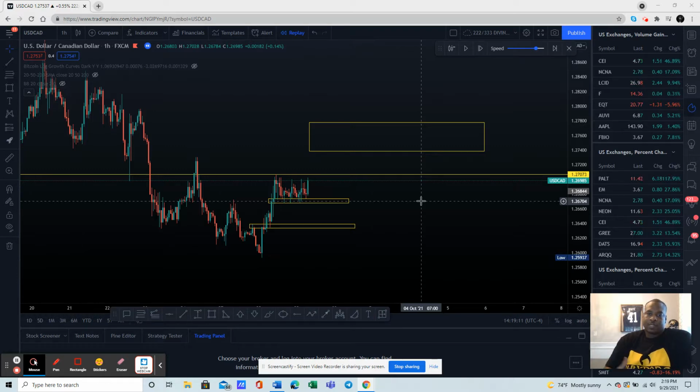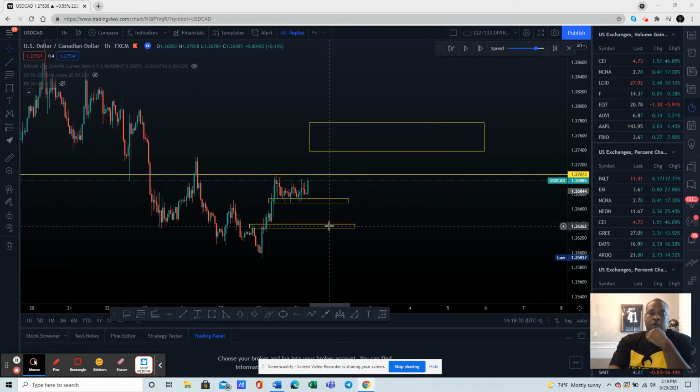A lot of you know I do like to trade the US dollar, Canadian dollar. It's one of my favorite pairs. I like how it moves. So I typically, if I'm going to trade in the Forex market, I usually stick with that. So I'm just going over a trade. I did a bar replay so I can show you what I saw before taking this particular trade.